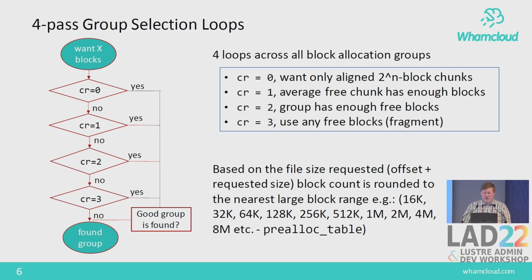And if the CR0 pass doesn't find anything, we go to CR1. It tries to find a group that has an average free space of, let's say, 4 megabytes. And so that would mean there'll be some groups that have more than 4 megabyte free chunks, and so those are suitable. But again, if the CR1 pass doesn't find any groups, it just tries to find any group that has enough free space. And finally, if that fails in CR3, it will fragment the allocation among multiple groups and just use small free space.